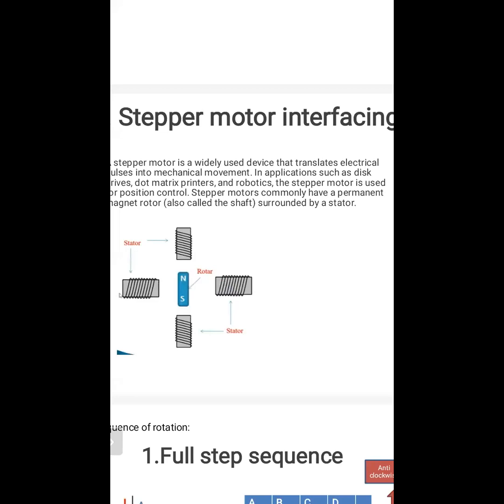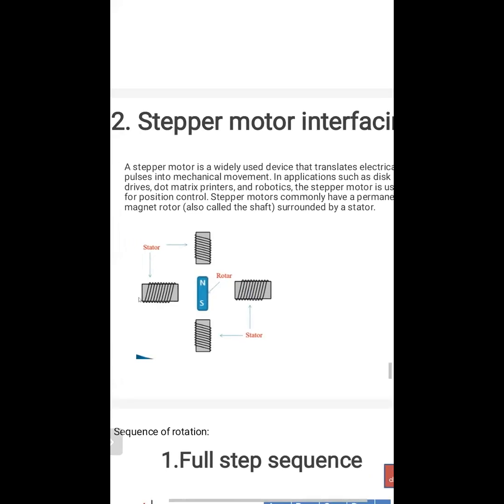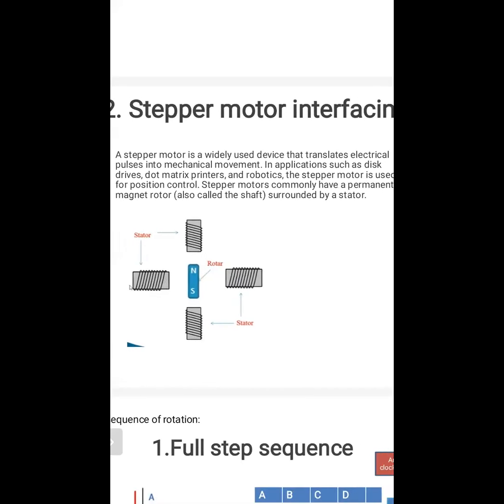They are used in robotics, in dot matrix printers, and in disk drives. We all know that printers use stepper motors. You have to move this motor step by step. Steppers are used for position control. A stepper motor commonly has a permanent magnet rotor, also called the shaft, surrounded by the stator.